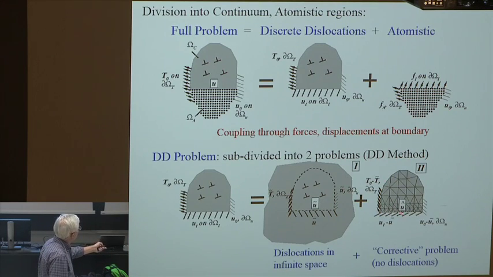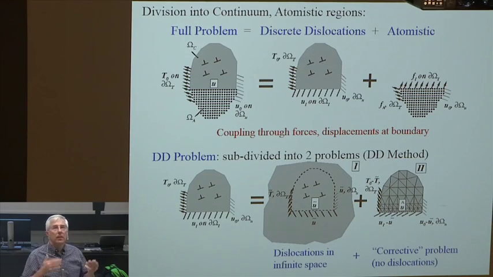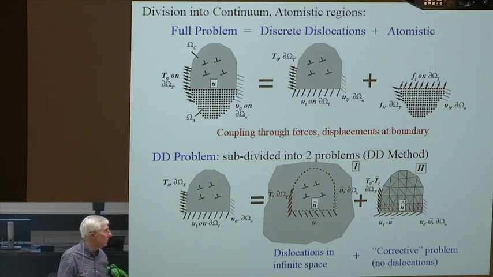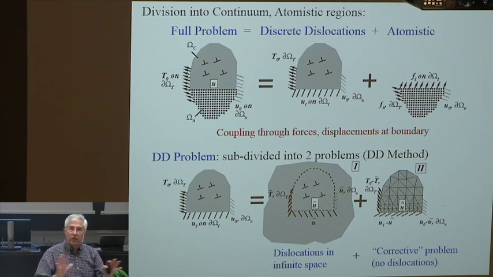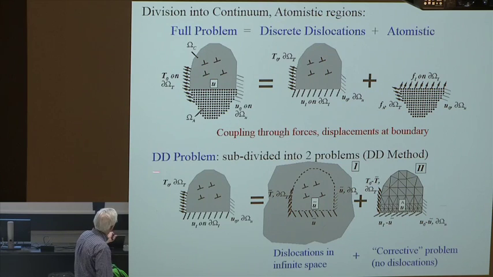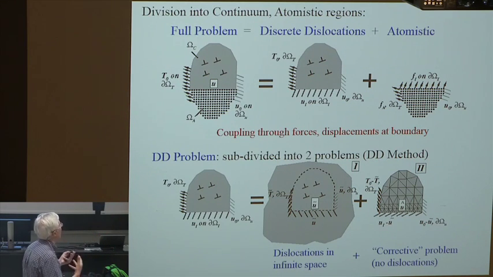The solution of this boundary value problem satisfies equilibrium. I do it with finite elements, right? It satisfies divergence of the stress is 0. The solution of infinite dislocations in an infinite medium satisfies divergence of the stress is equal to 0. When I sum the two together, divergence of the total stress is 0. So as long as I satisfy the boundary conditions of the full problem by superposition, I satisfy the full problem.